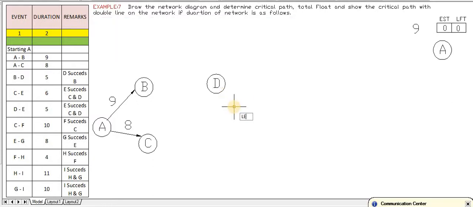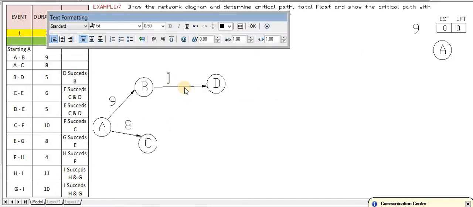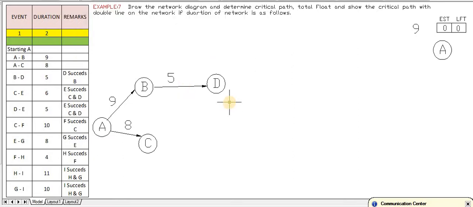Again we will draw the arrow also. What about the durations for this? The duration, it has been mentioned as B to D duration, it has been given as 5. So again we will copy this and paste it for 5 and we will edit this. Okay, so it is for 5.